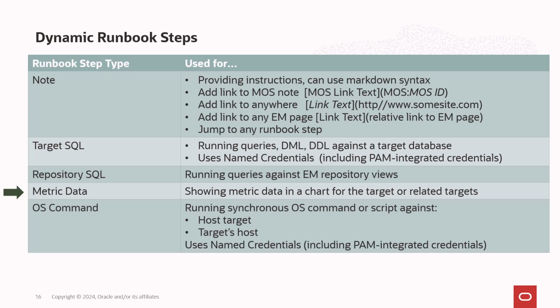The metric data step is used to show metric data in a time series chart. You can show the metrics for the target of the runbook or any related targets. The OS command step is used to run synchronous OS commands or scripts against the host target or the target's host, such as the host of the database. It also uses named credentials, which can be configured to integrate with the PAM provider.